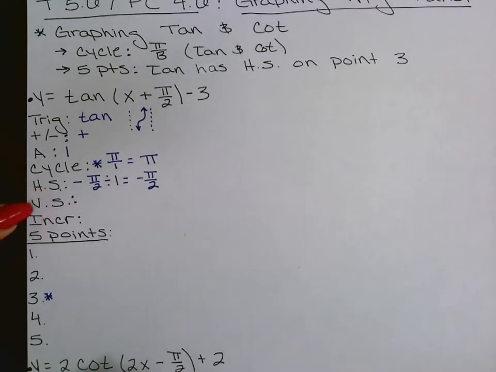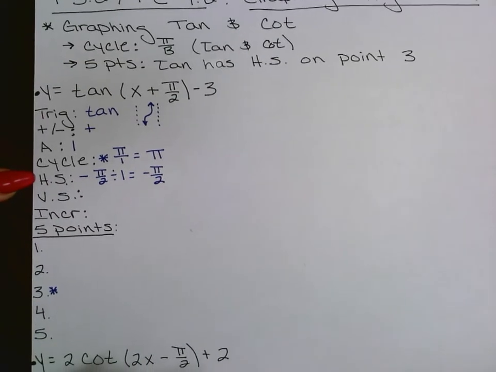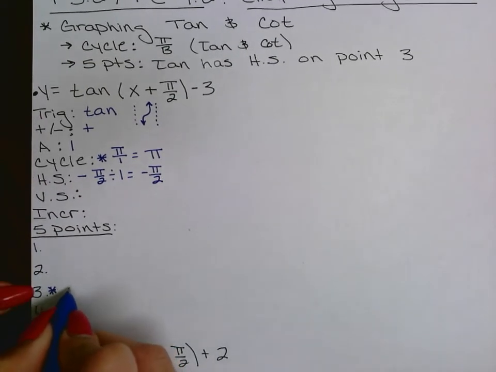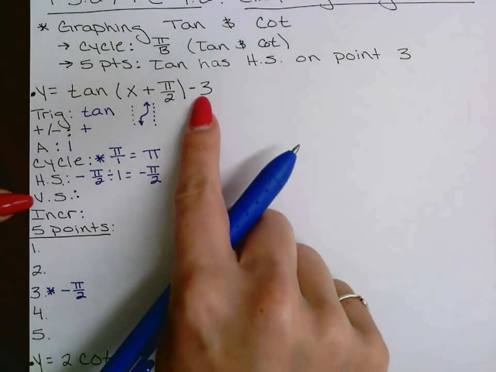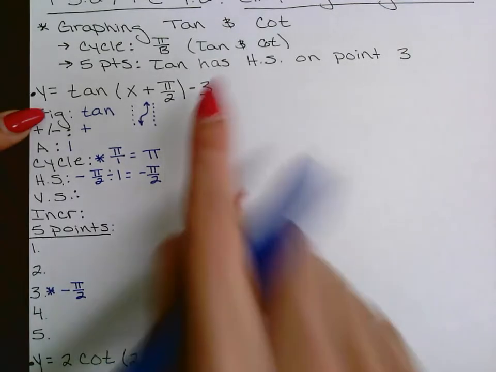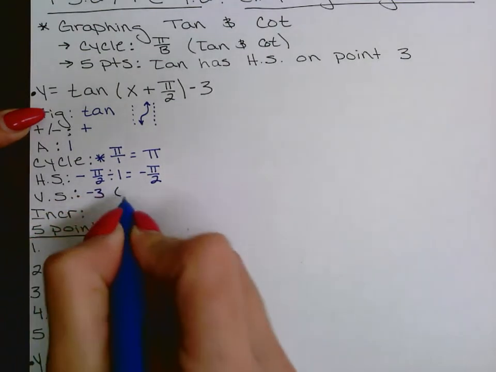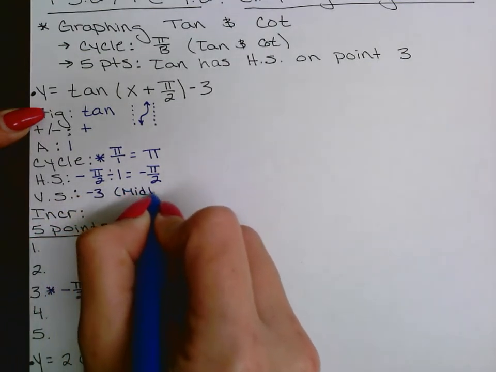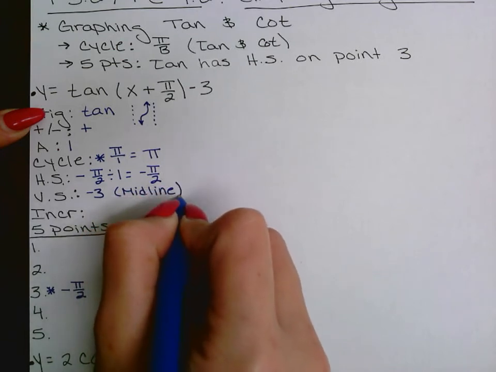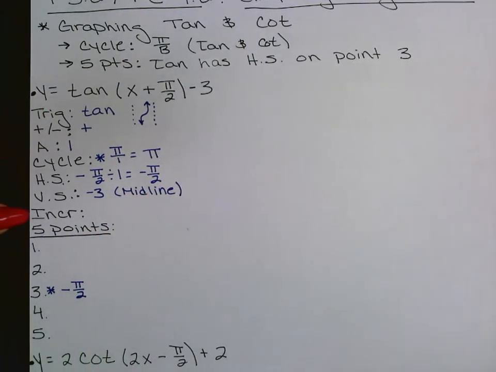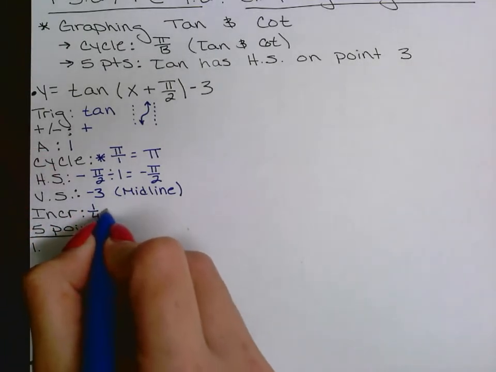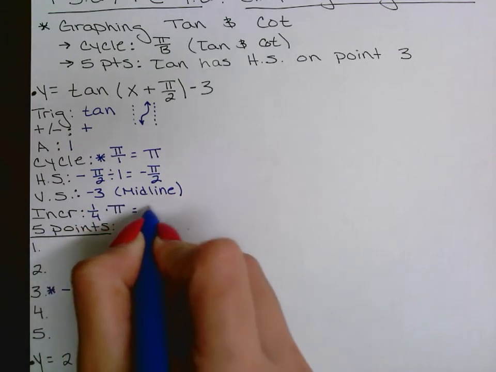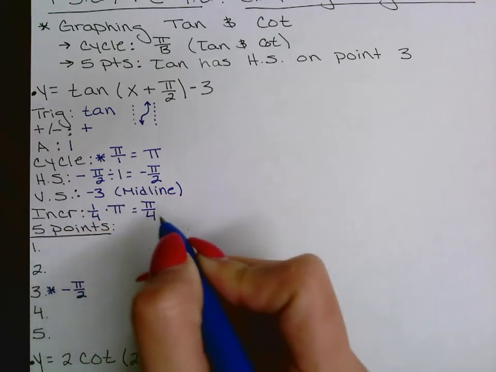Again, I like to put my horizontal shift immediately once I find it on my point. And because it's tangent, I'm putting it on point 3. Vertical shift, I can see it out here. I have a minus 3 on the outside. So negative 3 is where my midline is going to be. And my increment is 1/4 times the cycle, which gives me pi over 4.